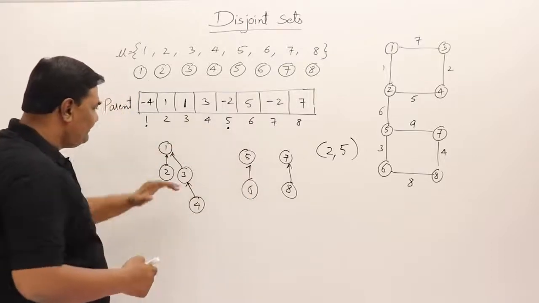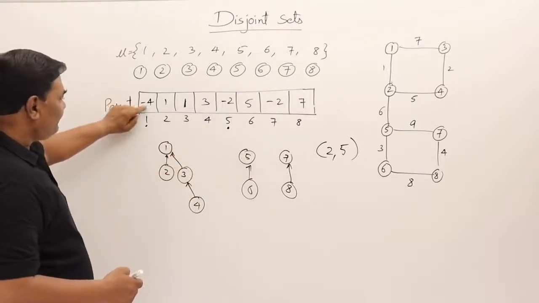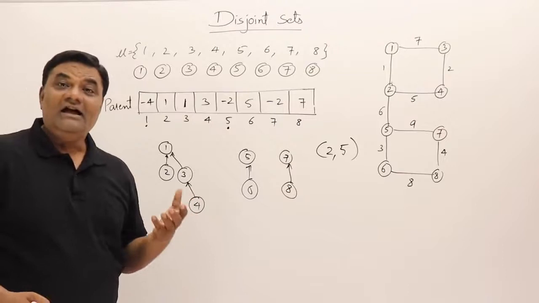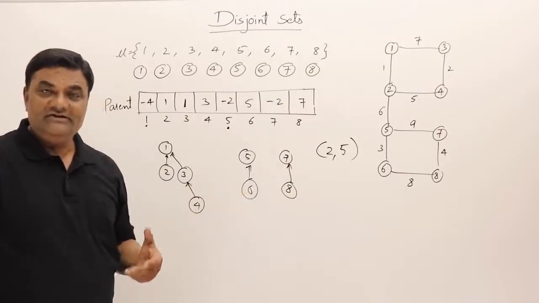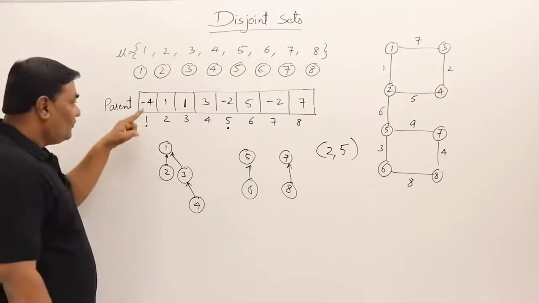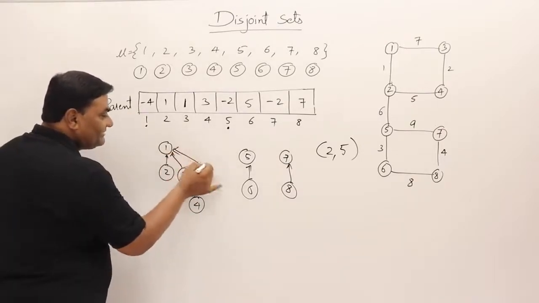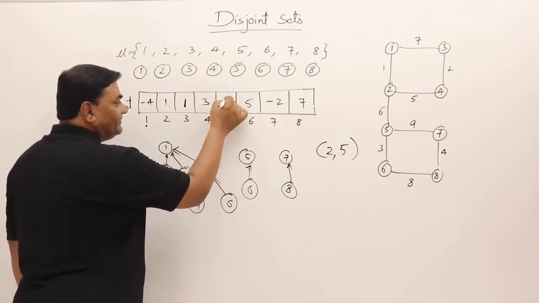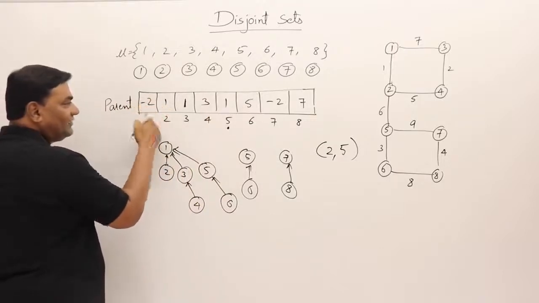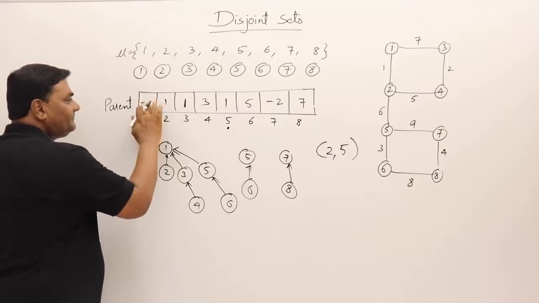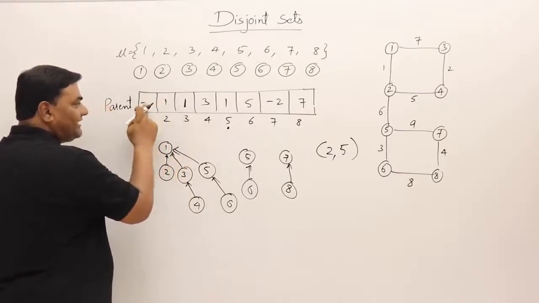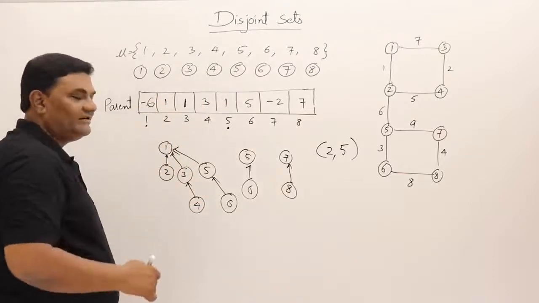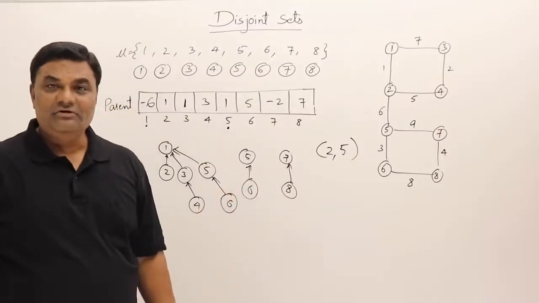Unite these two. So who should become parent? 1 or 5? See, what is there at 1? -4. What is there at 5? -2. Whose weight is greater? Rank is greater. Weight or rank, both are the same, only here we call it rank also. Whose rank is greater? 1's rank is greater. So let 5 come as a child of 1. So at 5 we write 1. Now 2 more nodes are added to this. So 4 and -2 added becomes 6. So in total 6 nodes are here. This is how union is performed.